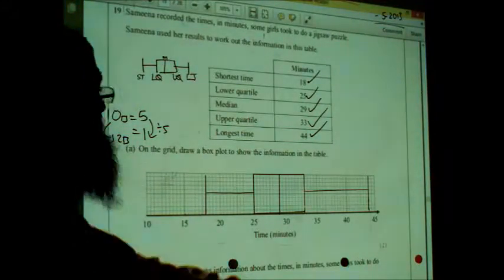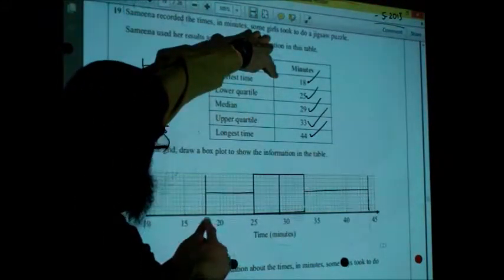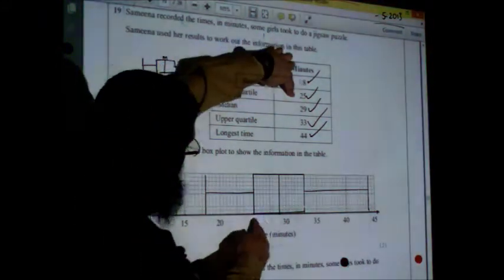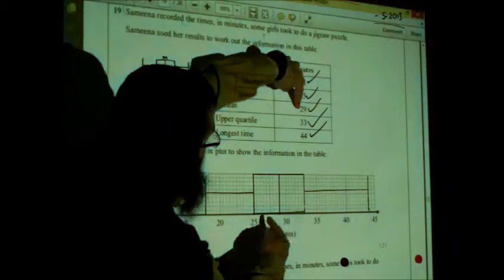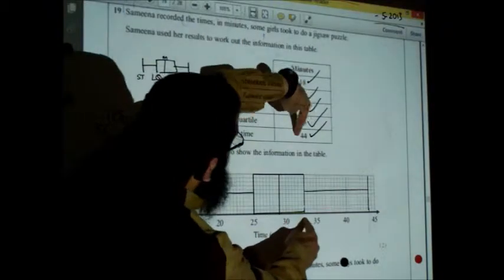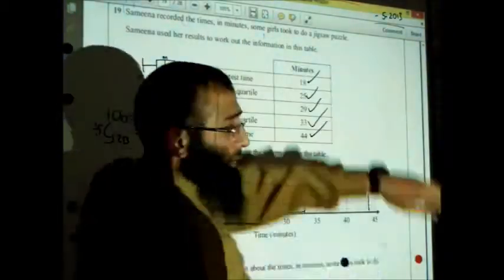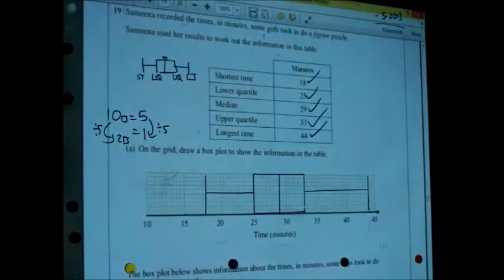I'll just quickly go over that once more. The shortest time is at the front. The lower quartile is the beginning of the box. The median is the line in the box. The upper quartile is the end of the box. And the longest time is the end of the whisker. Okay? So them are your 4 points.